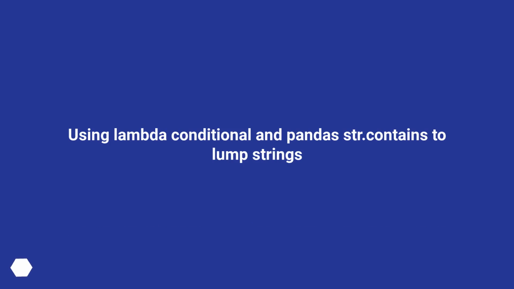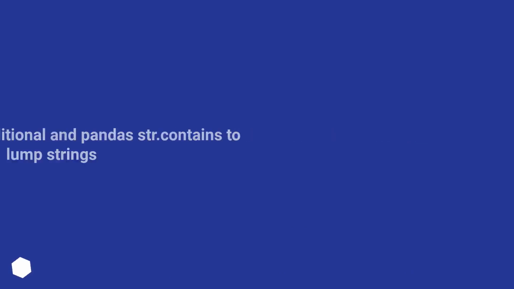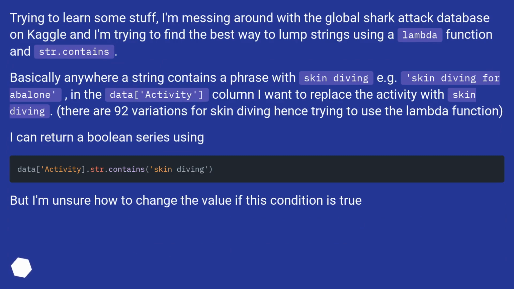Using lambda conditional and pandas str.contains to lump strings. Trying to learn some stuff. I'm messing around with the global shark attack database on Kaggle, and I'm trying to find the best way to lump strings using the lambda function and str.contains.